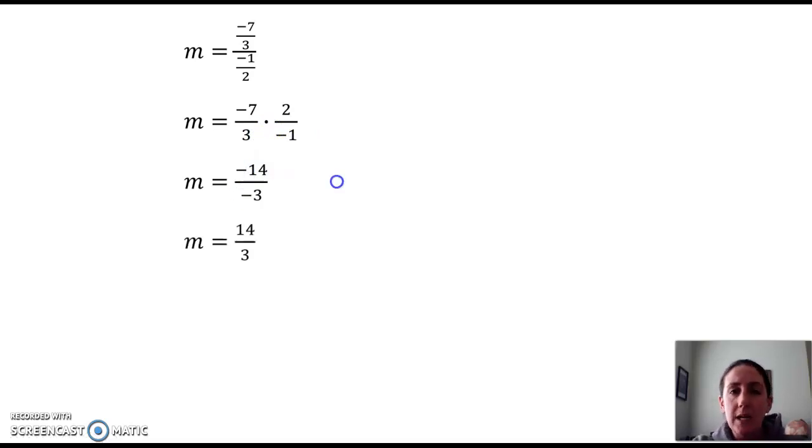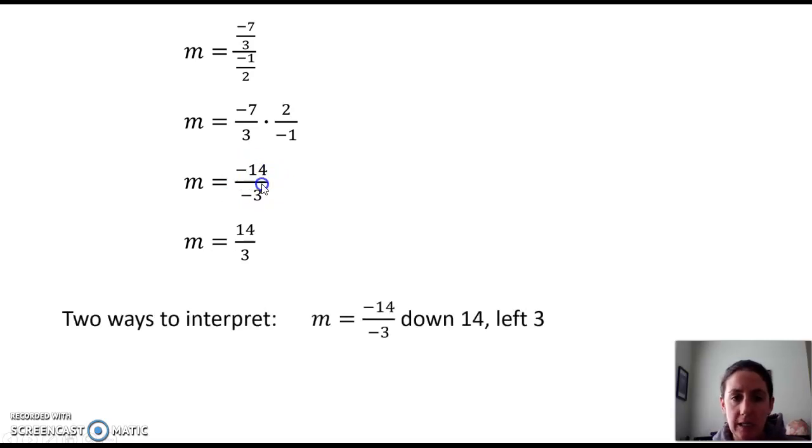Now there are two ways of interpreting slopes, right? Rise over run. How much you go up and down over how much you go left and right. Well, if we look at the slope this way, negative 14 over negative 3, that negative 14 means you're going to go down 14, and this negative 3 means you're going to go left 3. But if we interpret it as the positive 14 over positive 3, then that positive 14 means you'll go up 14, and the positive 3 means you'll go right 3. So that's the two ways we can interpret that slope.